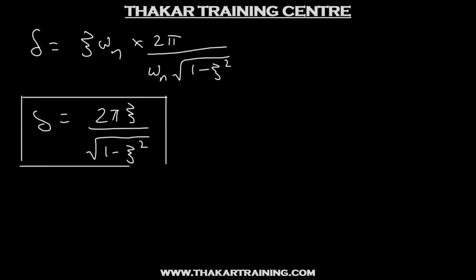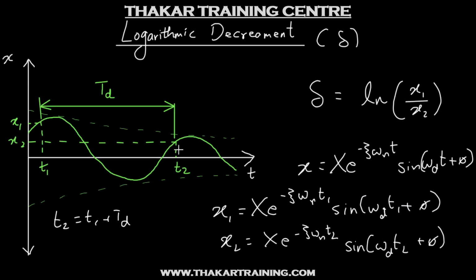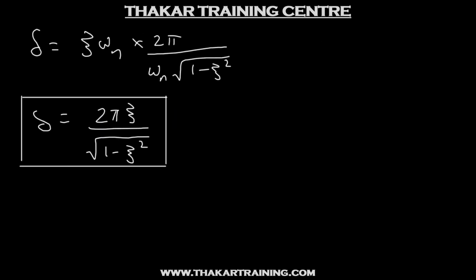Alright. So what this tells us is that this is the ratio of successive amplitudes of vibration. And what you see is for a given system, for a given system means what?